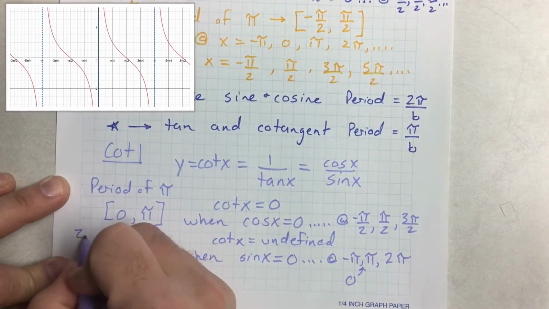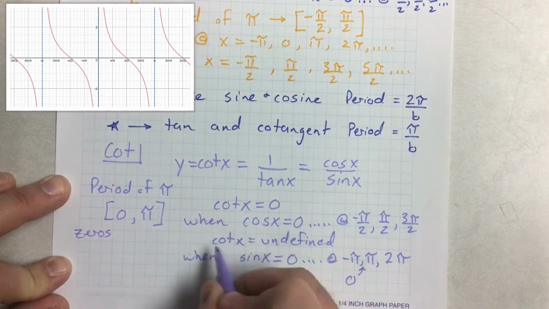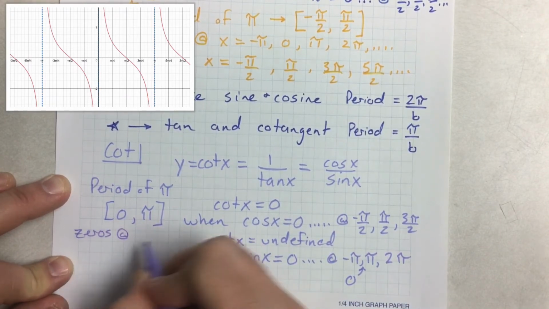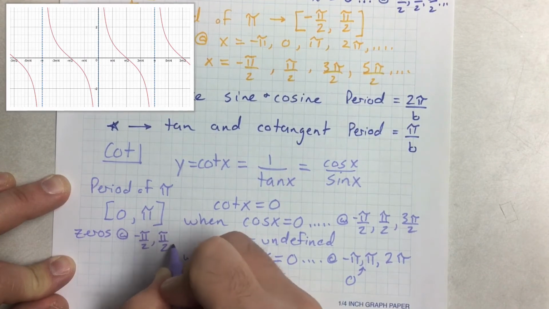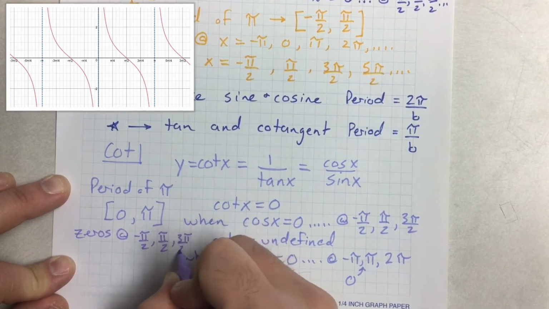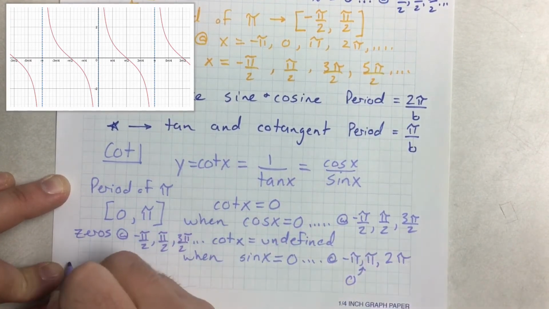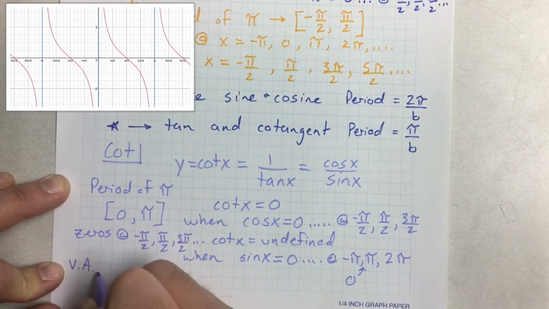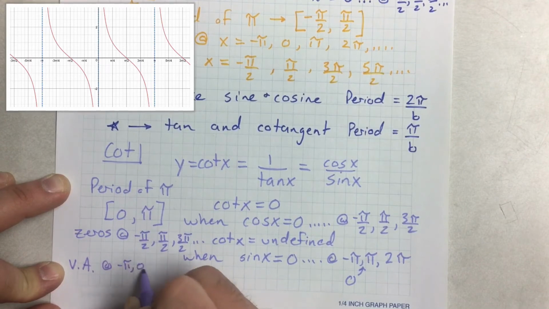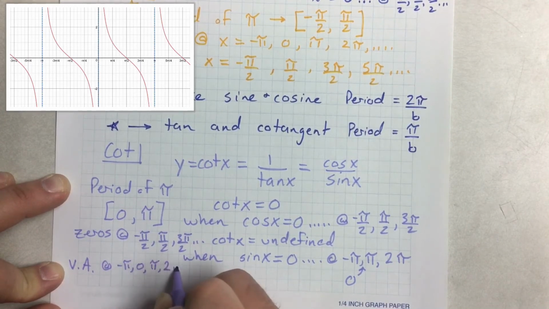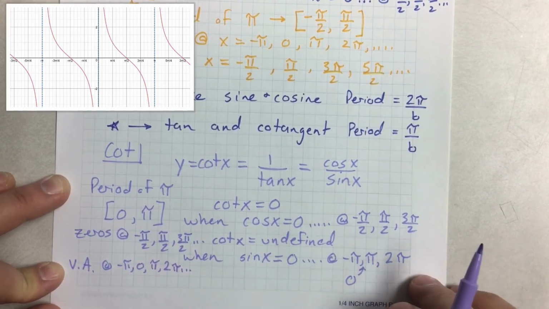So with the zeros, just copying it over here, we have zeros located at negative pi over 2, pi over 2, 3 pi over 2, and so on. We have vertical asymptotes at, well, negative pi, 0, pi, 2 pi, and so on.